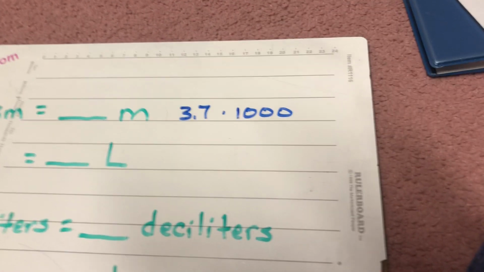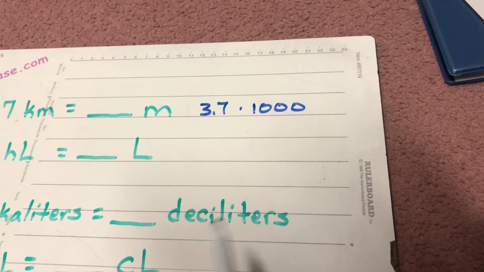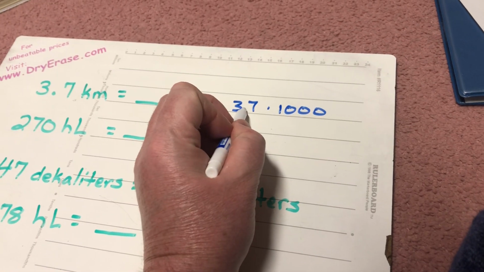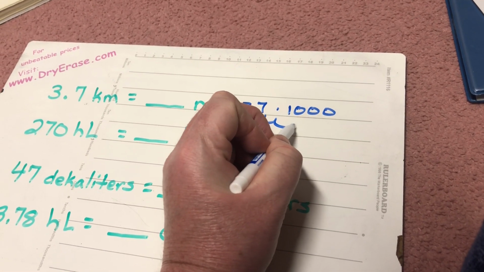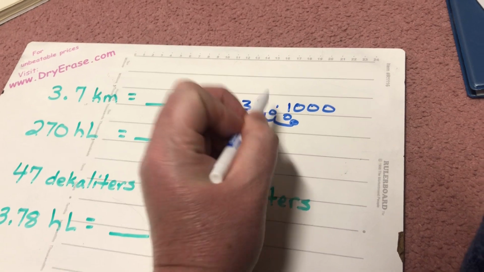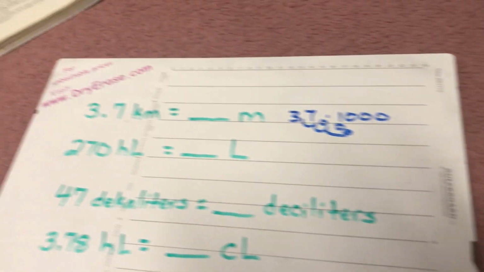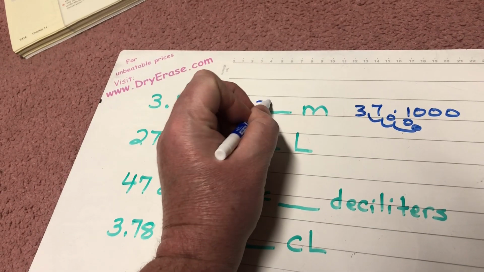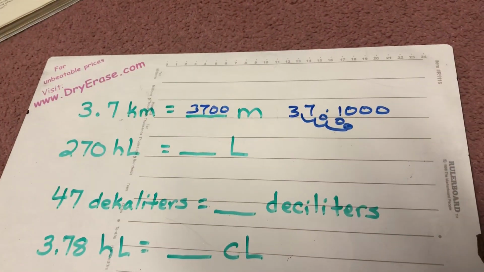Now remember what that means. It means I'm just moving the decimal 3 places to the right. I'm multiplying. So now the decimal is moving to the right. Once, twice, 3 times. The decimal is there. I fill the empty spots with zeros. I find that 3 7/10 kilometers equals 3,700 meters.